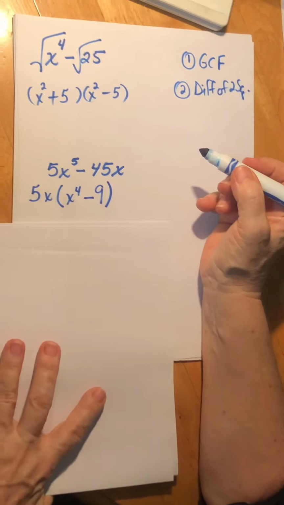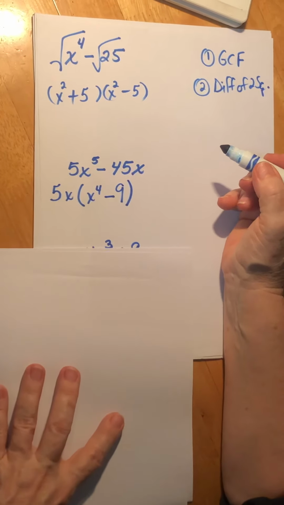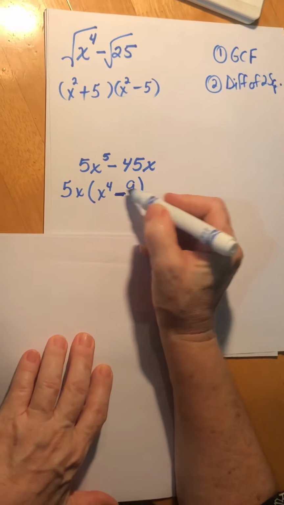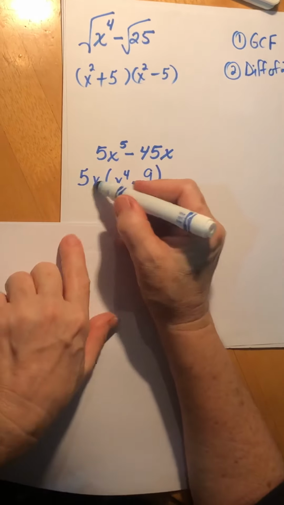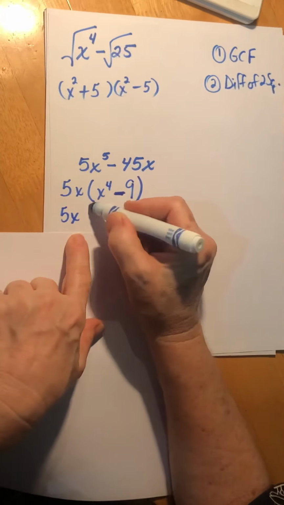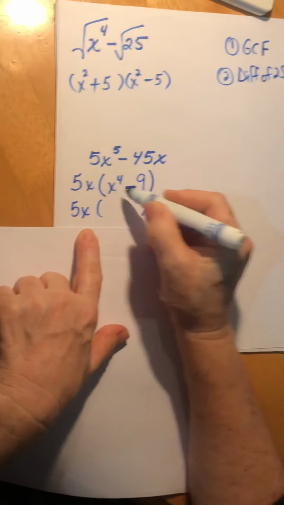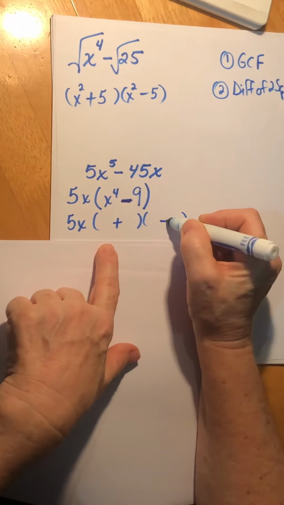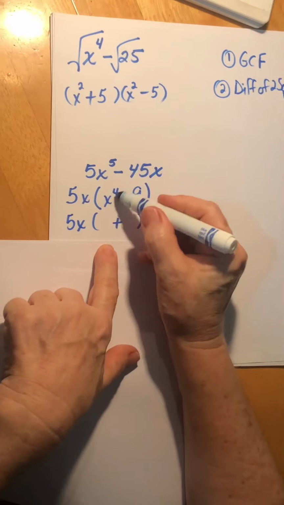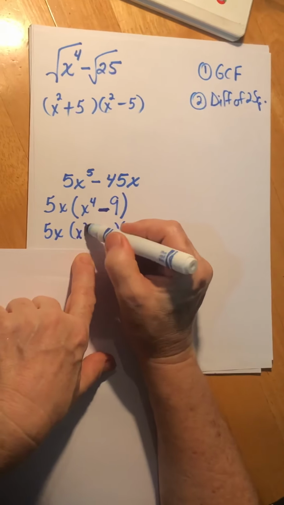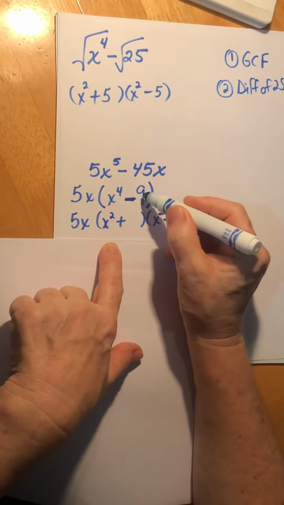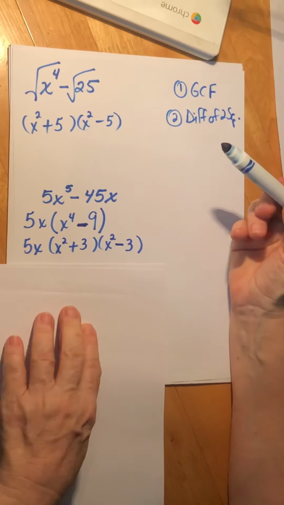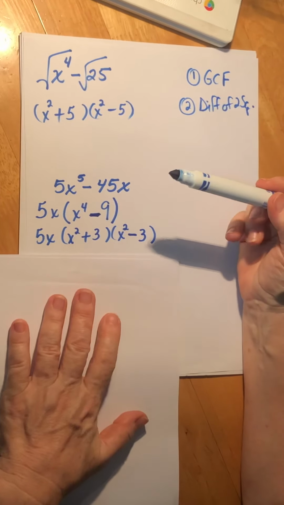Oh, but I think we can continue factoring, because this is a difference of two squares. So we bring this down because we have to bring it down, and here we are going to keep factoring just this parentheses. Since it's a difference, it's going to be a positive and a negative. What's the square root of x to the 4th? X squared. And what's the square root of 9? 3. And this is your final answer.